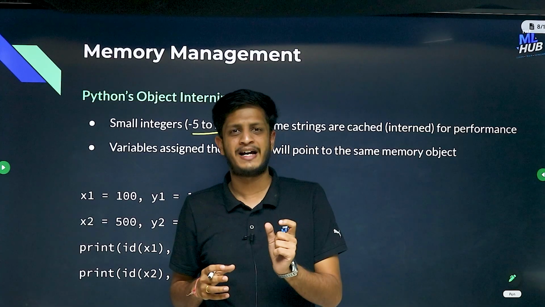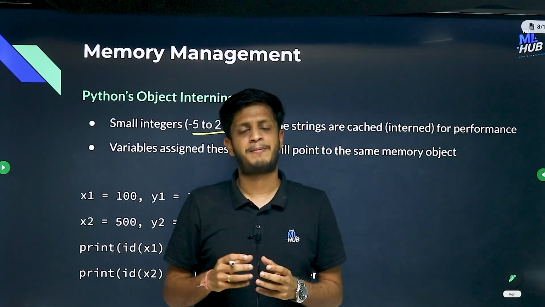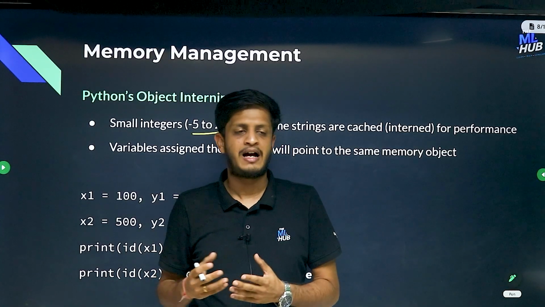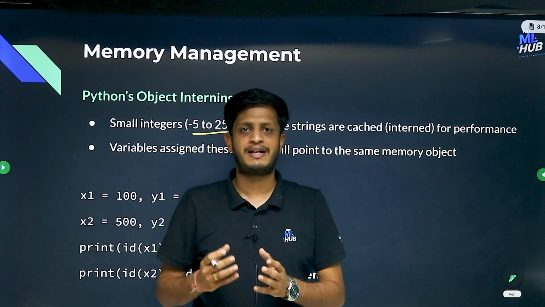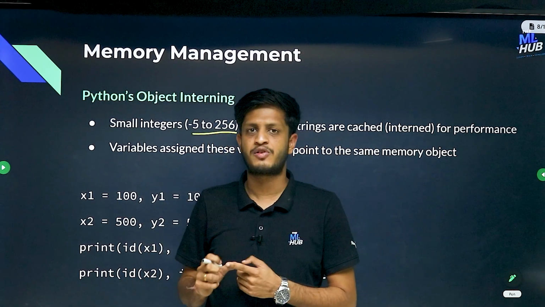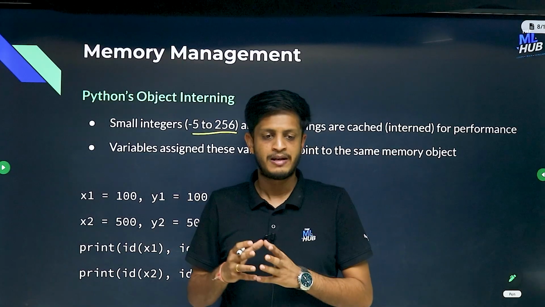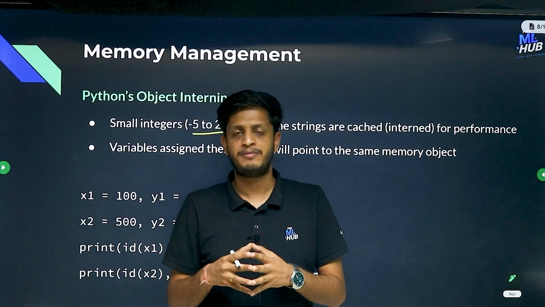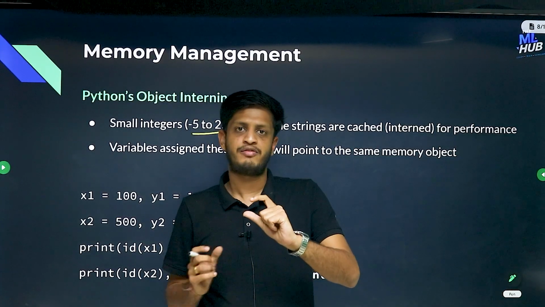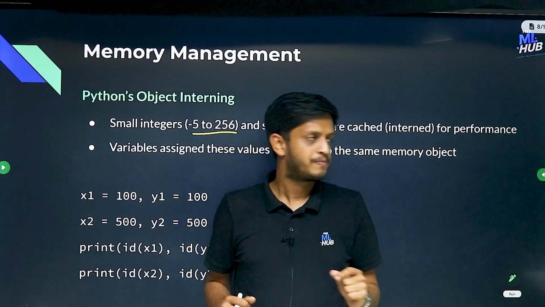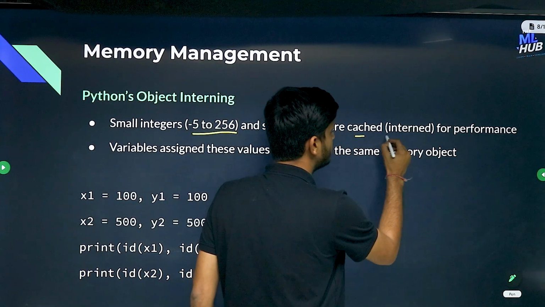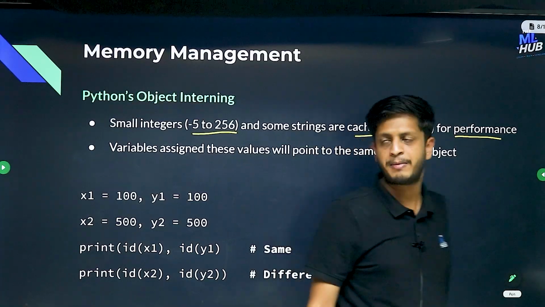For example, if you write "hi", commonly used strings, Python tries to intern that because strings also take up space. If some strings are most commonly used, they hold the same memory location in Python. So some strings and the integers from -5 to 256 are interned. Automatically the compiler will use the same copy for different variable names. Small integers and some strings are cached or interned for performance in Python.